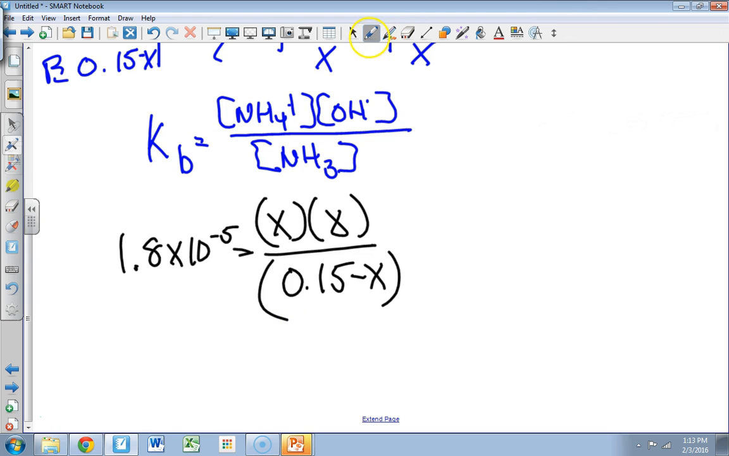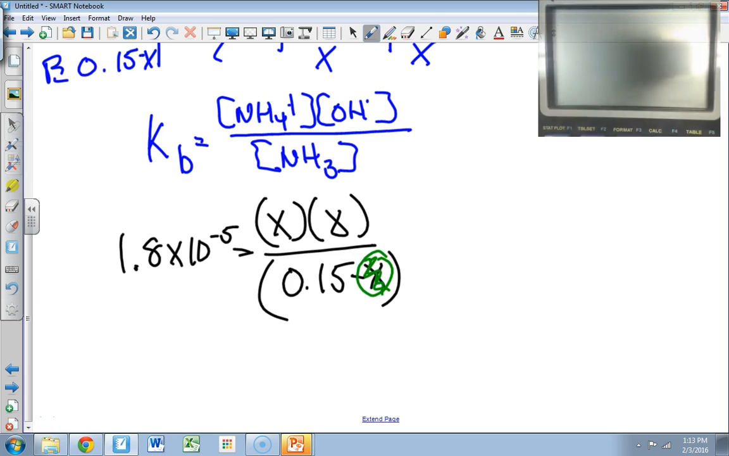Now we can take a shortcut here. The shortcut is that we can say that X is very small. If X is very small, 0.15 minus X is still just around 0.15. In future videos, you may hear me refer to the 5% rule. Typically, we can assume X is very small if it's less than 5%. So we assume that this is very small, and now we can do some math.